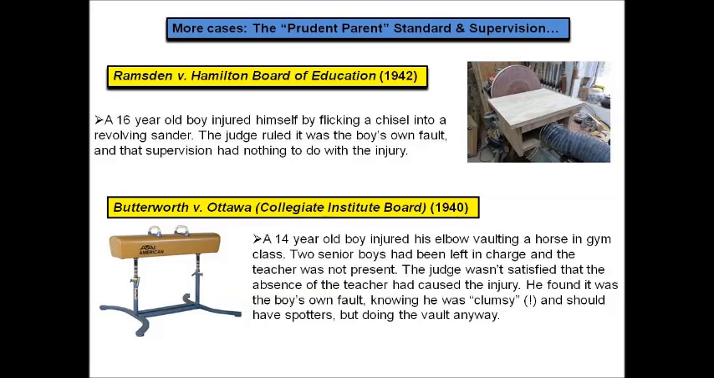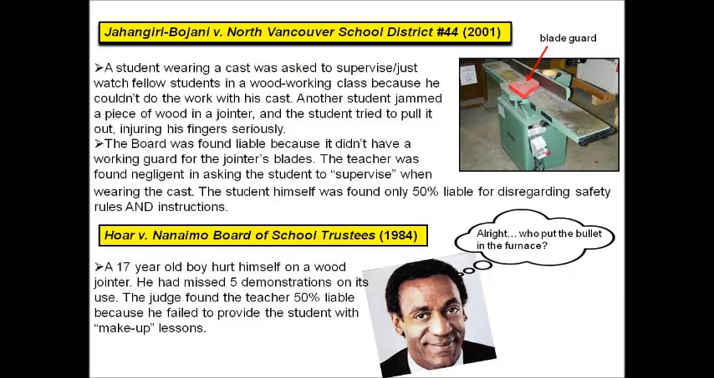Now, I think that this one today would totally not go in favor of the teacher. It would go against the teacher. I don't think you'd find a judge blaming a child for being clumsy and for knowing that he's clumsy and he should have acted differently knowing that he's clumsy. That probably wouldn't happen anymore. But you can see how much causal connection had to do with proving negligence, teacher negligence in that case.